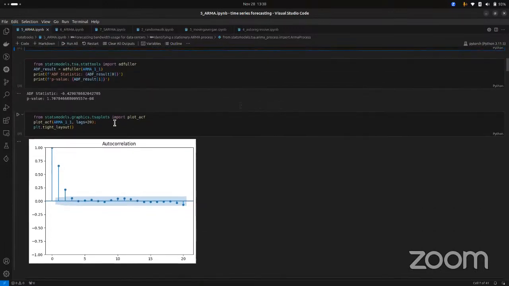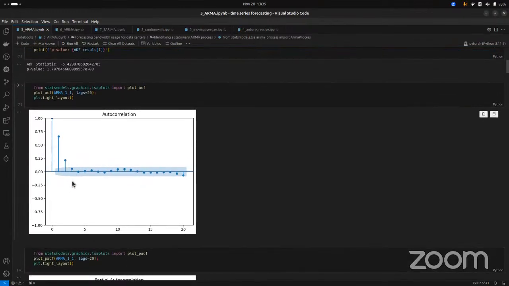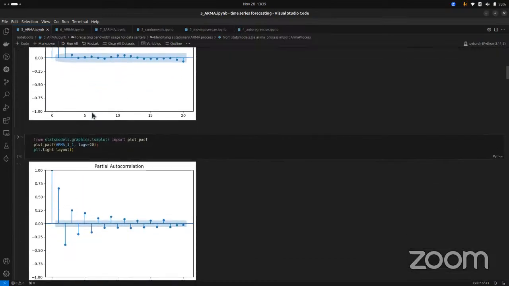So if this was just a moving average process, it would stop abruptly at a particular lag value, right? Then we see the Q is that particular value. But now, since it is a combination of both of them, we see a sinusoidal pattern for the ACF test, and also a sinusoidal pattern for the PACF test.